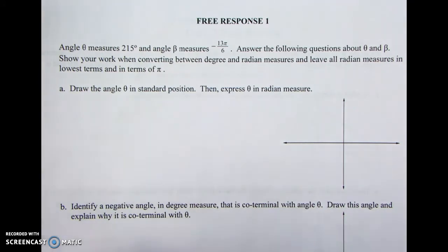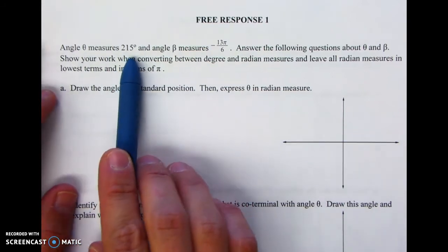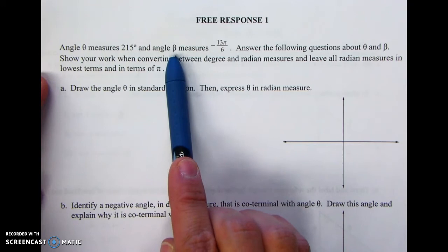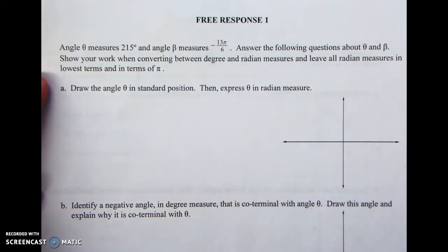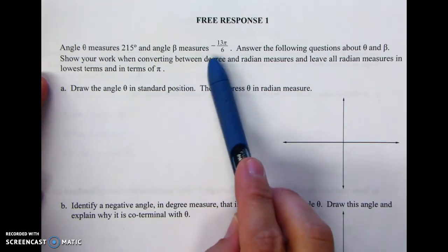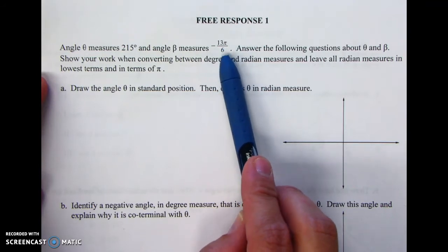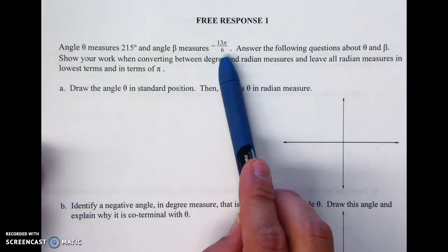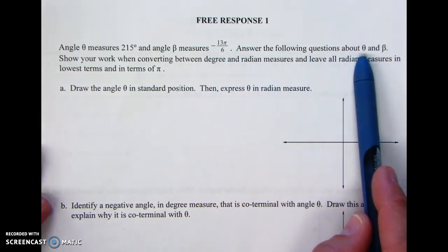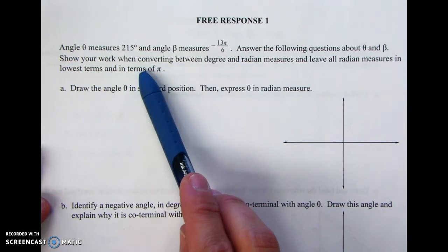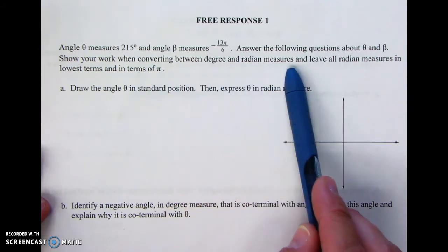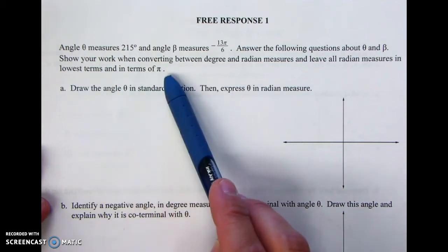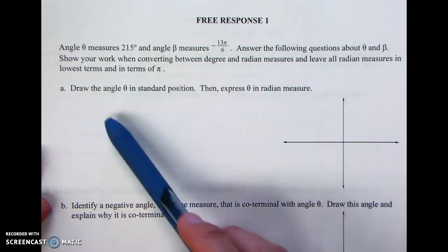Angle theta measures 215 degrees. And angle beta, say beta, like alpha beta, measures negative 13 pi over 6. That's ugly. It's negative, and it doesn't remind me of anything on the unit circle. Answer the following questions about theta and beta. Show your work when converting between degree and radian measures, and leave all radian measures in lowest terms and in terms of pi. That kind of means don't use a calculator.